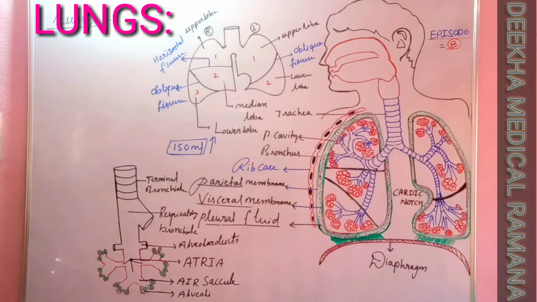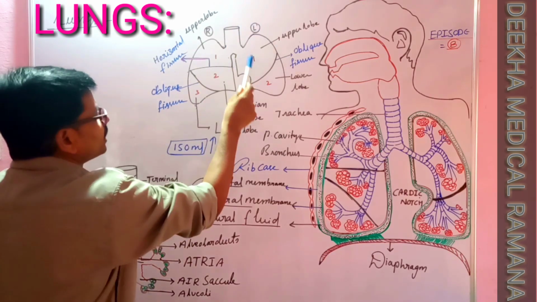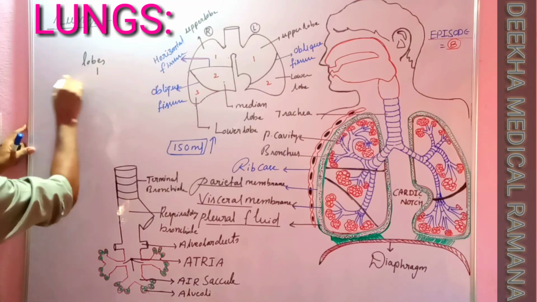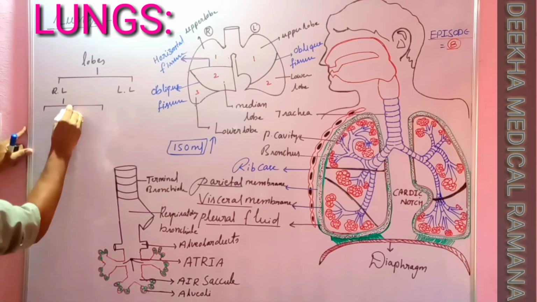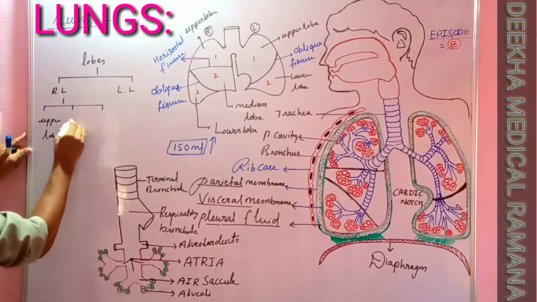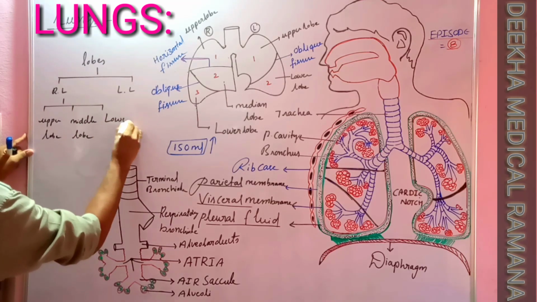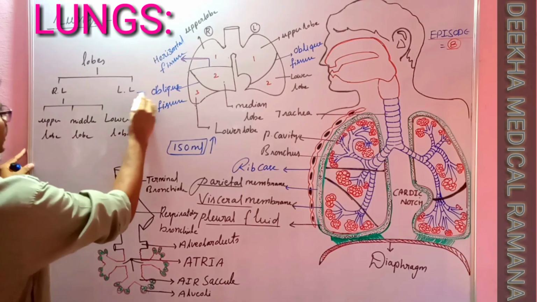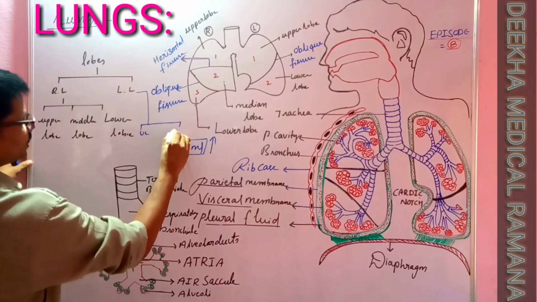Why is the right lung larger? Because the right lung is made up of 3 lobes. Why is the left lung smaller? Because it is made up of 2 lobes. Let me explain the lobes present in the lungs. The right lung has 3 lobes, very important: the upper lobe, the middle lobe, and the lower lobe. Now I'm talking about the left lung. The left lung is divided into two lobes only: the upper lobe and the lower lobe.